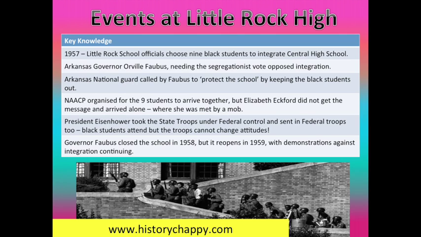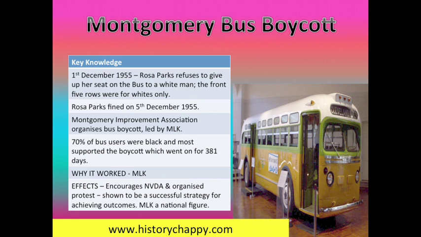Now, Governor Faubus closed the school in 1958, but it reopened a year later, with demonstrations over integration continuing to be a running sore. That is the protest where Elizabeth Eckford, one of the black students, was met by the baying mob. The Montgomery bus boycott began when an NAACP member called Rosa Parks refused to give up her seat on the bus to a white man, which was technically against the law in that state.